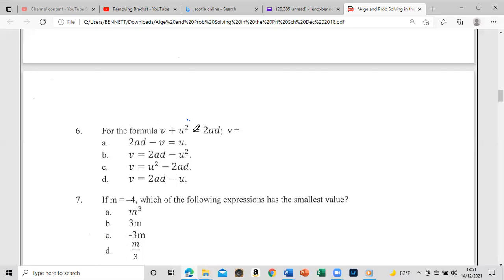So we're gonna solve for this, right? So that'll be v plus u squared equal 2ad. But on this alone, we have to get rid of u squared. So what is the inverse of plus u squared? Minus. Thank you. And you've done this one. So that'll be 2ad minus u squared.